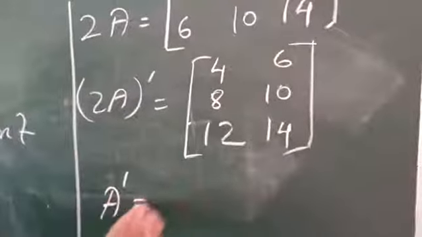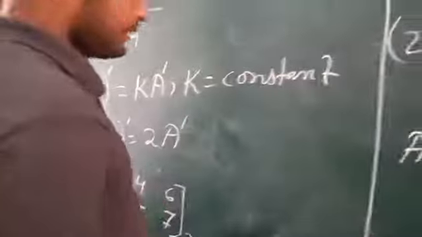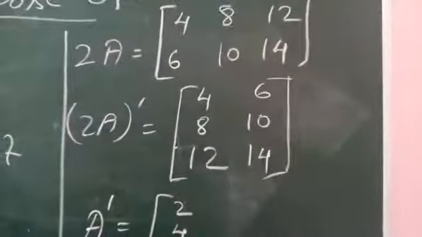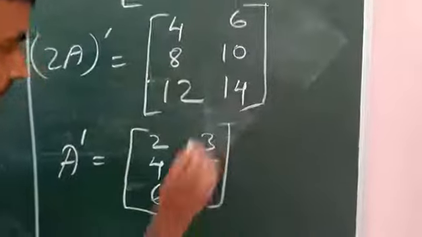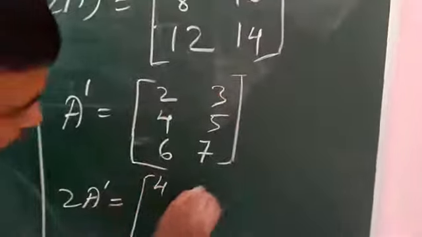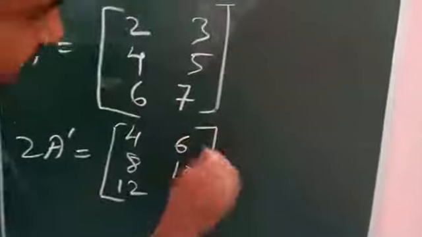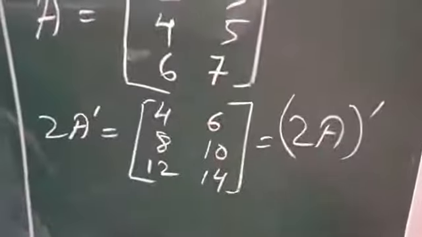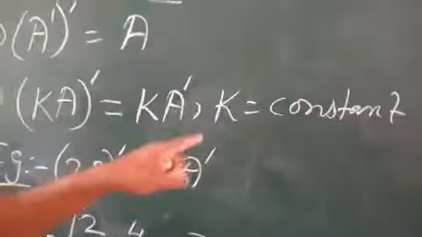Now if I find out A transpose we will get 2, 4, 6 and 3, 5, 7 as columns. Now twice A transpose will be, you have to multiply 2 with each element. So 4, 6, 8, 10, 12, 14, which is equal to 2A transpose. So we have proved this one, that K A transpose is K into A transpose.